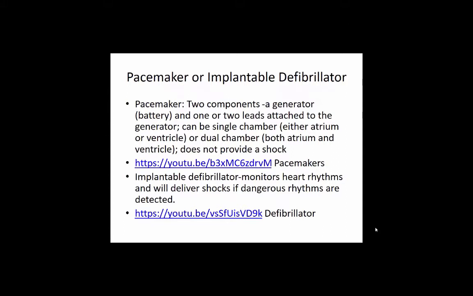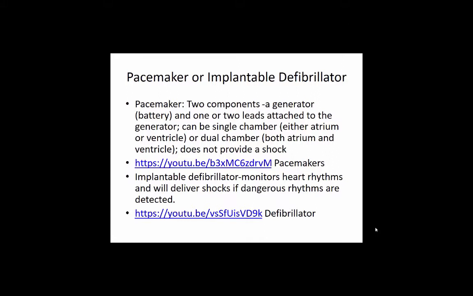Pacemakers or implantable cardiodefibrillators. A pacemaker has two components, a generator, which is a battery, and one or two leads attached to the generator. It can be a single chamber, either the atrium or the ventricle, or a dual chamber with one lead each, one in the atrium, one in the ventricle. A pacemaker does not provide a shock. There's a short YouTube video there about pacemakers.